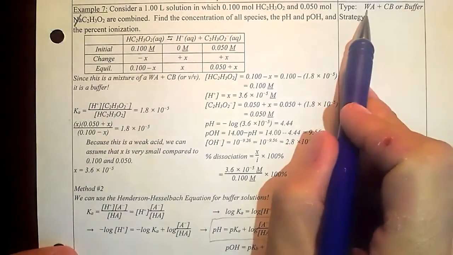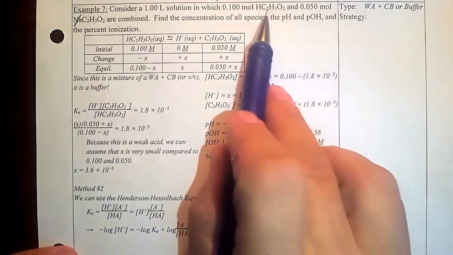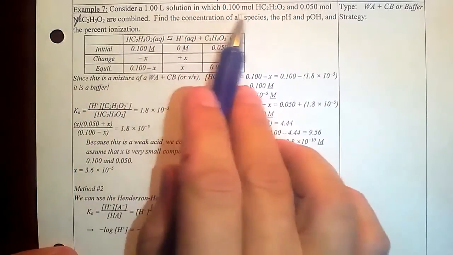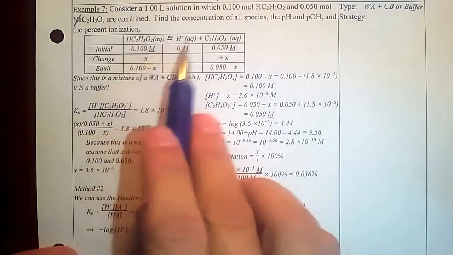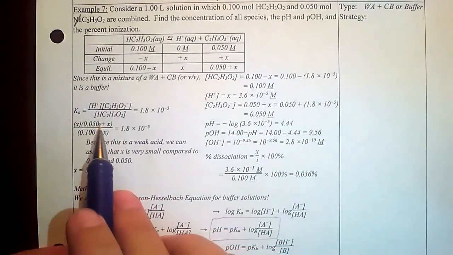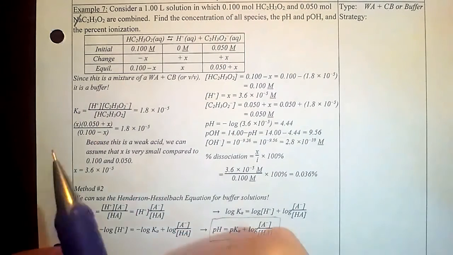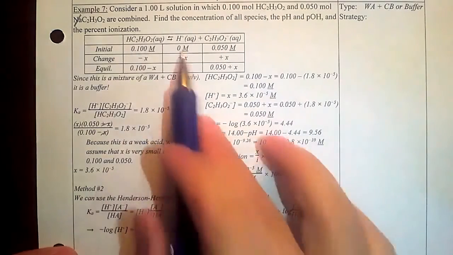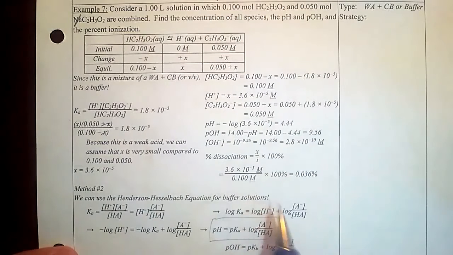A buffer is a weak acid and the conjugate base, or the other way around, a weak base and the conjugate acid. Often used this way though. So it's a 1-liter solution. So again, the moles just become molarities. So I start off with this molarity and this molarity. This dissociates to some amount, destroying some amount and making equal amounts of these. That gives me products over reactants to the power of the number in front. But once again, with a Ka like this and these molarities, I'm going to be able to do that and solve for X. And X is the H+ amount.